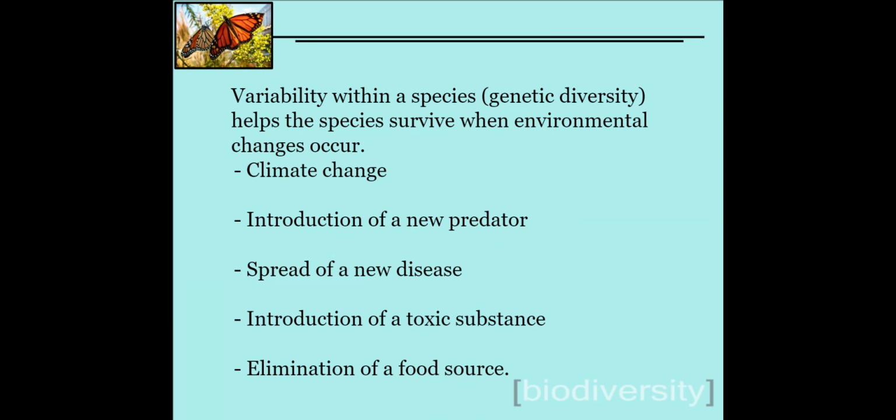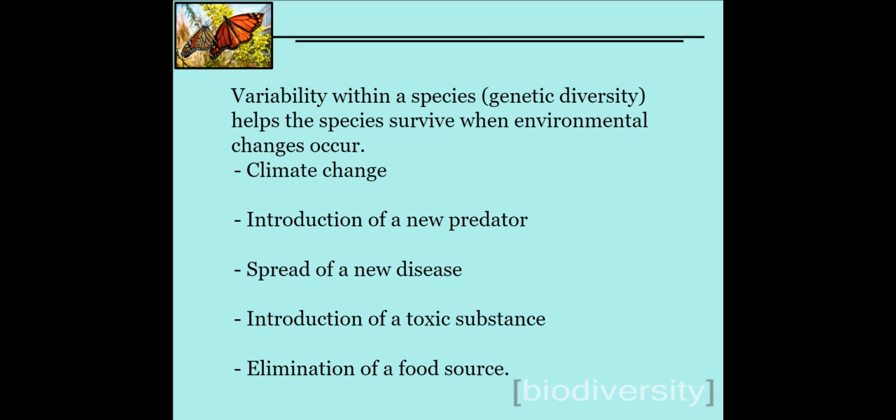So when your parents had you, they passed on their DNA to you. That had a little bit of mutations that caused variation, so it caused genetic diversity. Now, this may help you survive certain situations. Humans have all other things, but animals have to worry about things like climate change, predators, spread of diseases, toxic substances, and elimination of their food source.